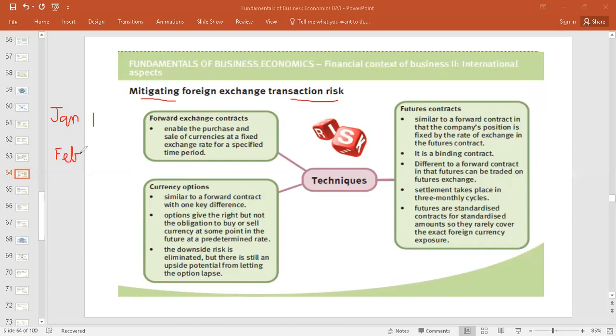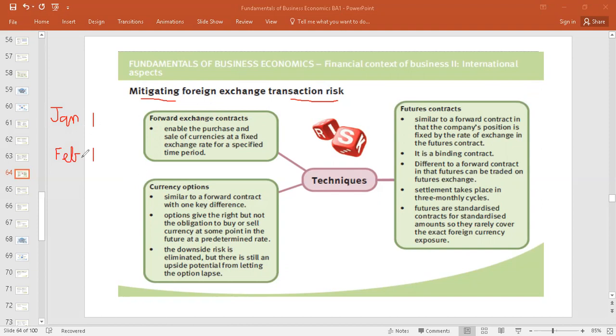The day when the order is placed, the rate could be something else. The day when the payment is finally settled, the rate could be something else. So there is a possibility of a fluctuation in the foreign exchange. That could affect them negatively, and it could also affect them positively. Now, how to minimize that risk because of fluctuation? That concept is called mitigation of foreign exchange risk, or very specifically foreign exchange transaction risk.